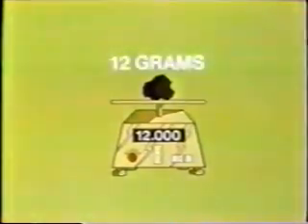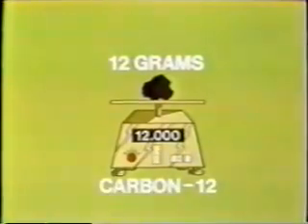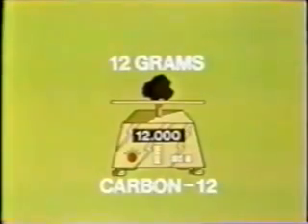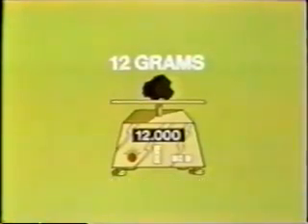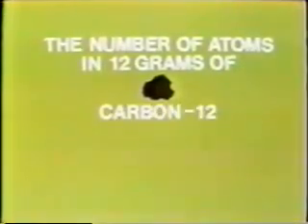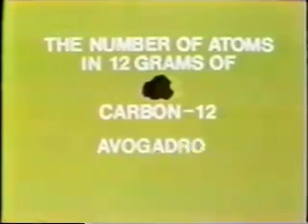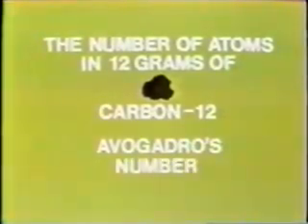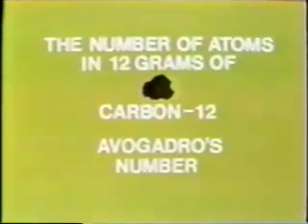Scientists decided that 12 grams of the isotope carbon-12 contained a useful number of atoms. They didn't even care what the number was. It seemed so useful that they gave the number a name. They called it Avogadro's number. Now, what could possibly be so useful about the number of atoms in 12 grams of carbon-12?